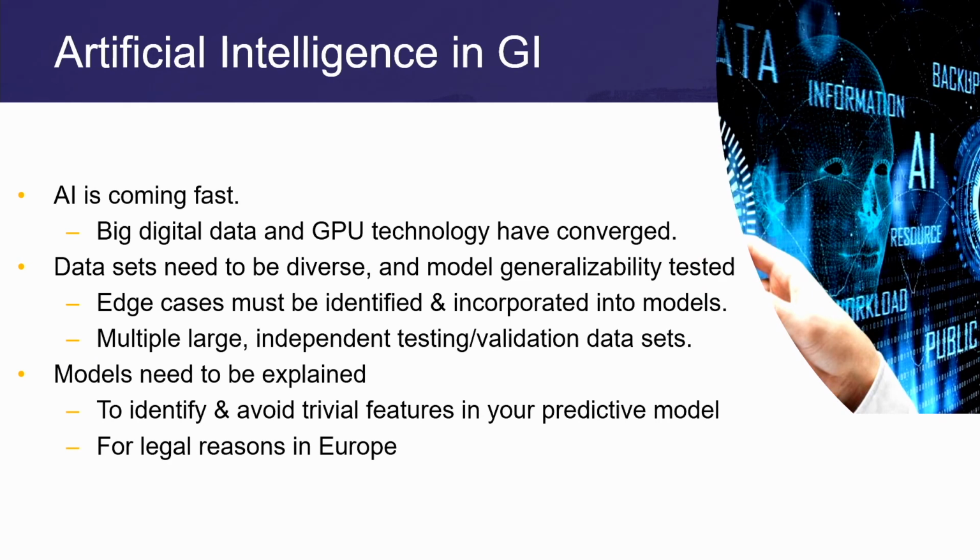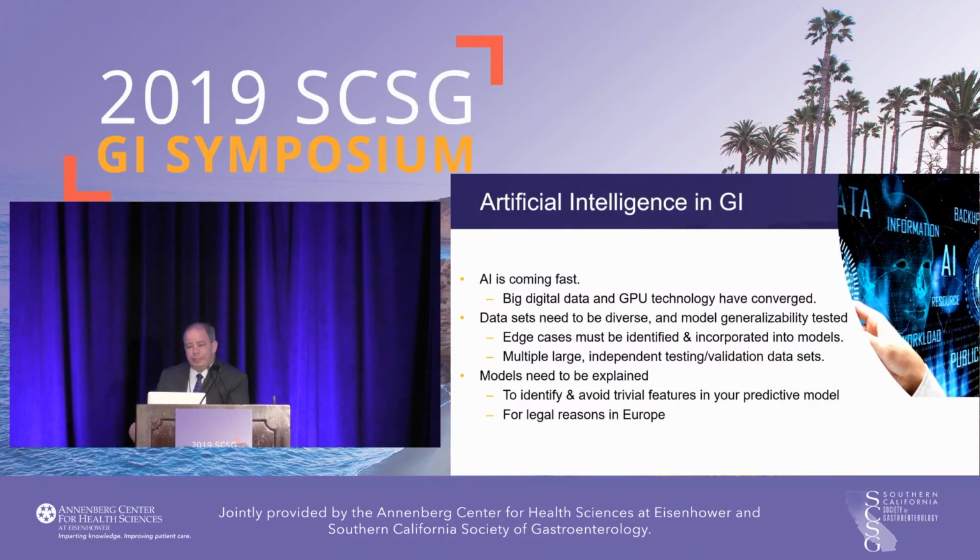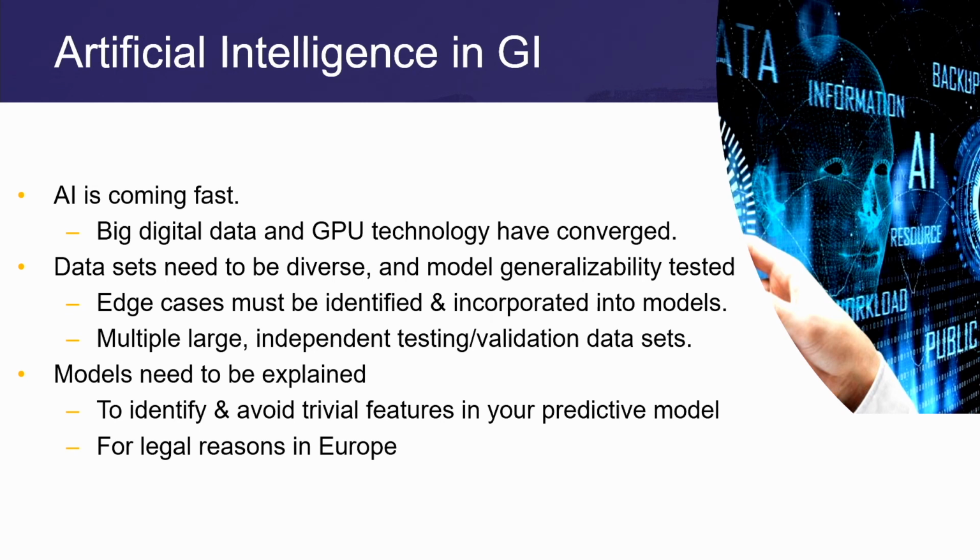So AI in GI, and particularly in endoscopy, is coming fast. Big digital data and GPU technology have converged to kind of make this faster and easier. Data sets need to be diverse and model generalizability tested and be sure it's relevant to your patients and your setting. The edge cases need to be identified and incorporated into the models. You don't want your patient to be the kangaroo. You need multiple large independent testing and validation sets, and the models need to be explained. You need to know how the model works and why. To identify and avoid trivial features in your predictive model, but also for legal reasons in Europe. And we're going to be seeing more of that as they're going to have to explain why this works and that it's not truly a black box.